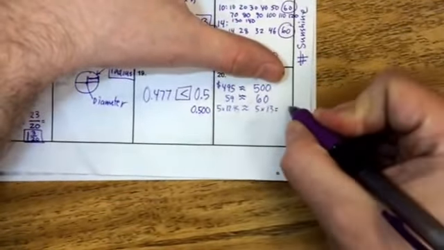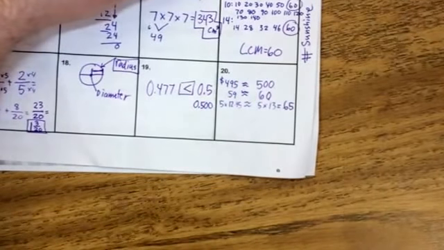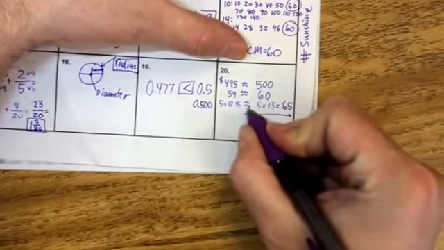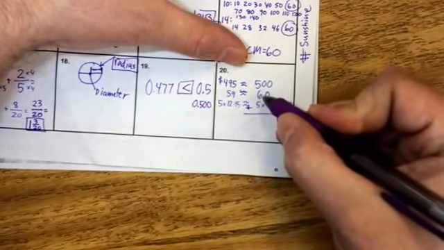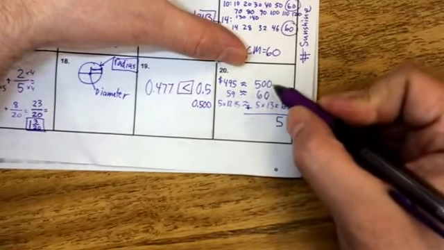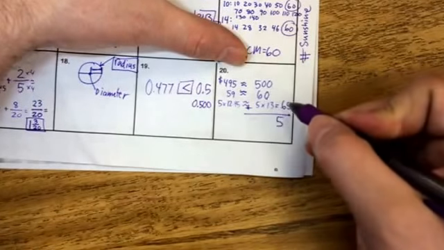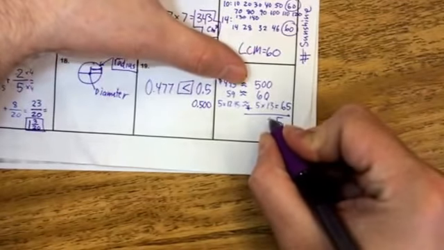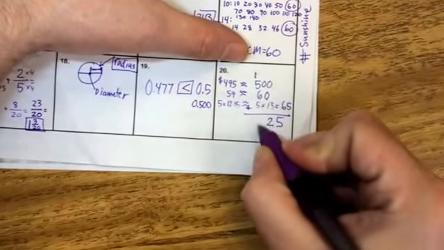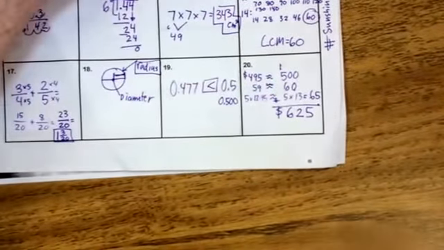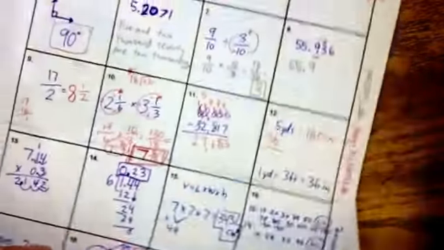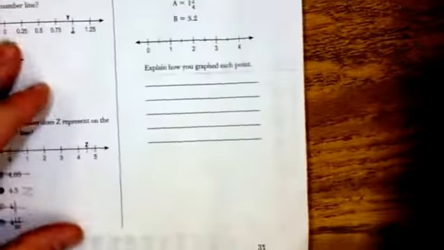5 times 3 is 15. Put your 5 down, carry your 1. 5 times 1 is 5, plus 1 is 6, so I get $65. Then I can just go ahead and add these up for his total cost. Okay, so 0 plus 5 is going to get me 5. Oh, excuse me. 0 plus 6 is 6, plus 6 is 12. I'm going to put my 2 down. I'm going to carry my 1, 5, 6. So I get about $625. About $625.